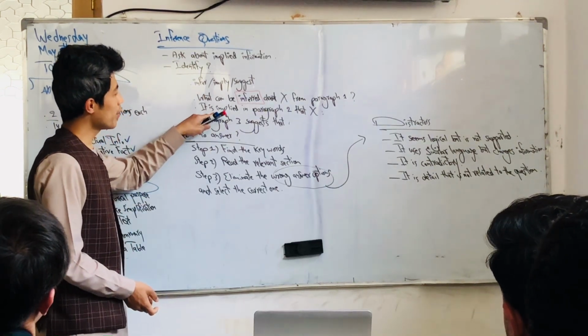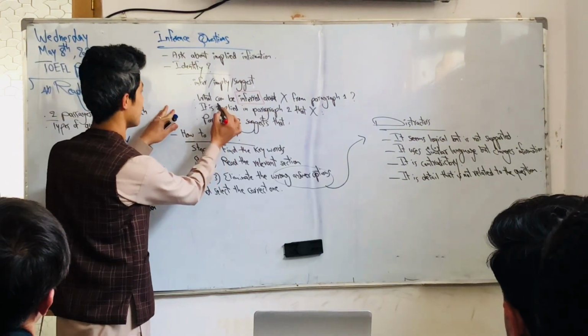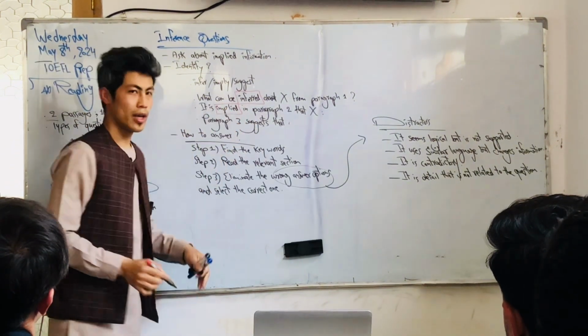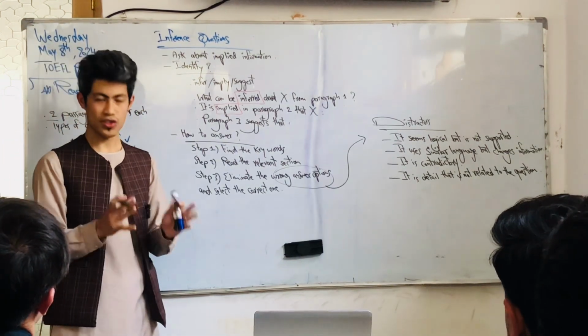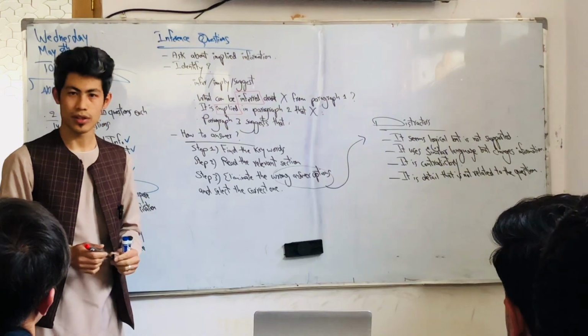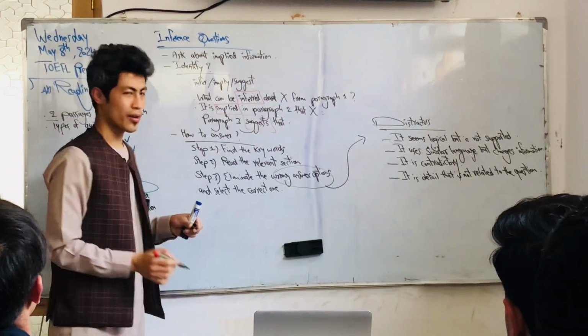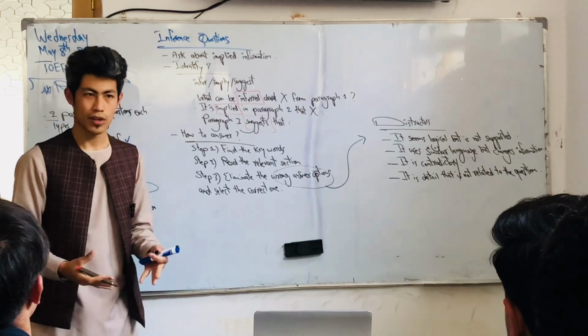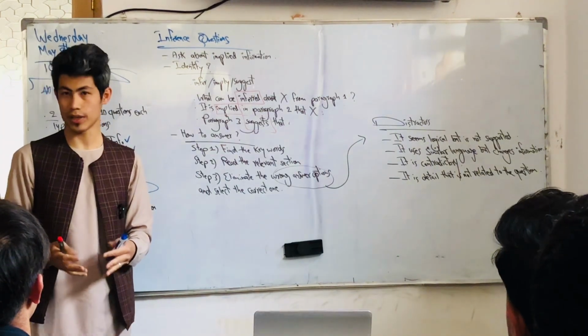Next one, it is implied in paragraph 2 that X. So the word that indicates this is an inference question is imply. So it is implied, which means that the author mentions something indirectly in the passage, right? Or we may have the word suggest. For example, paragraph 3 suggests that. So those are the 3 ways we can have inference questions in the reading section.